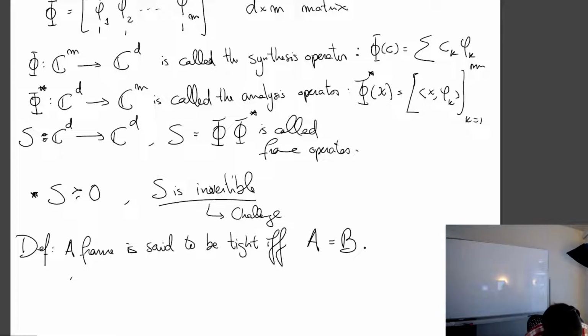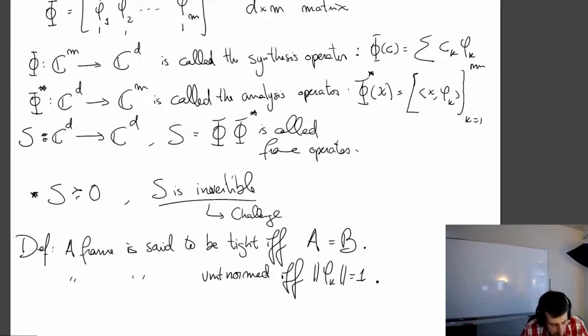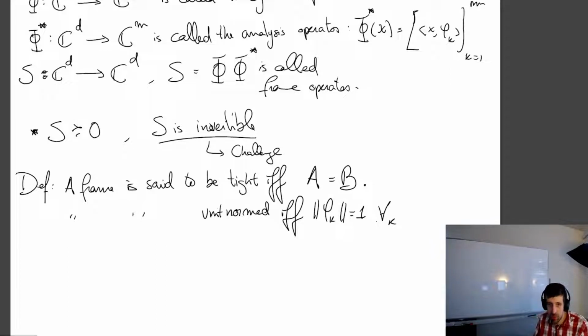A frame is said to be unit norm if and only if, this one is pretty easy, phi_k has norm one for all k. And then a frame is said to be a unit norm tight frame if it satisfies both properties. Those are particularly interesting objects. Now there are two other definitions. So far they seem a bit arbitrary. The next ones are going to be pretty interesting.